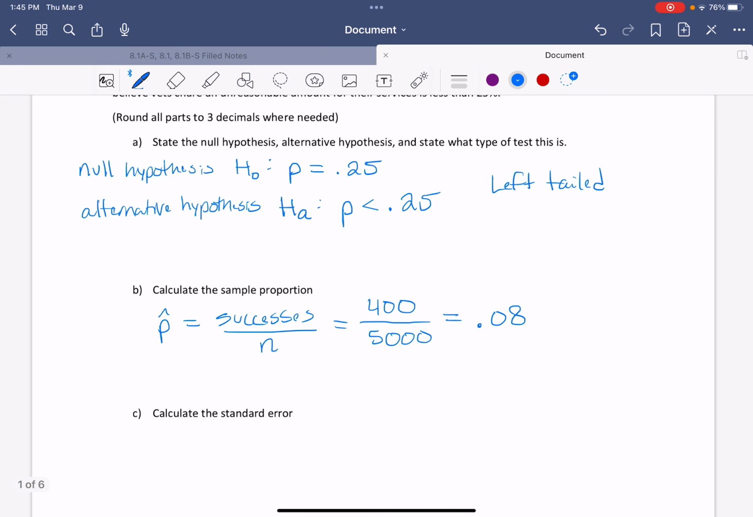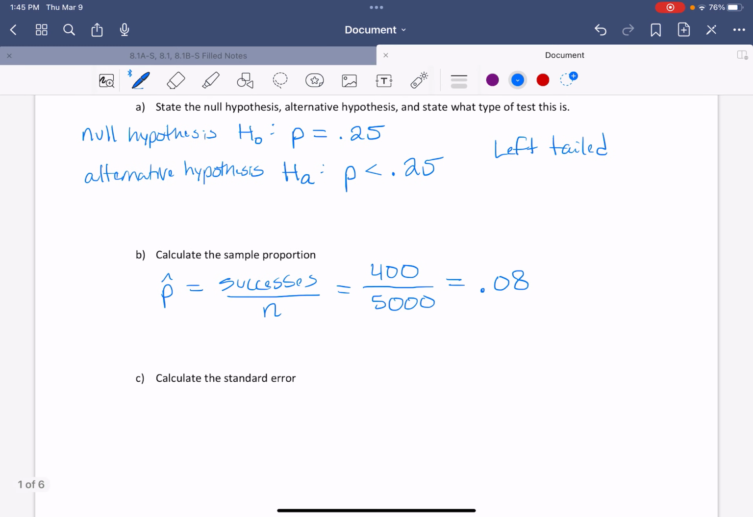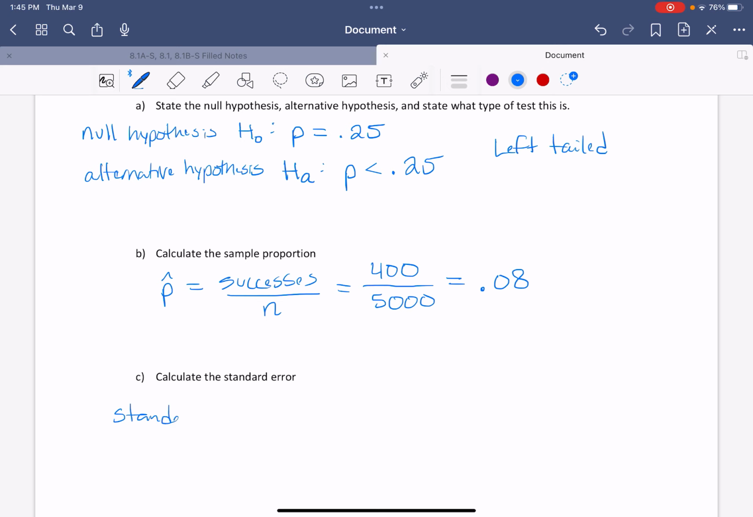Okay. Part C, calculate the standard error. So again, referencing the formula sheet under Unit 6, look down to where the hypothesis testing is, and about 1, 2, 3, the third one down from there says standard error. That's literally the one we're using. Standard error, which is given to be sigma sub p hat, which equals the square root of p times 1 minus p all over n.